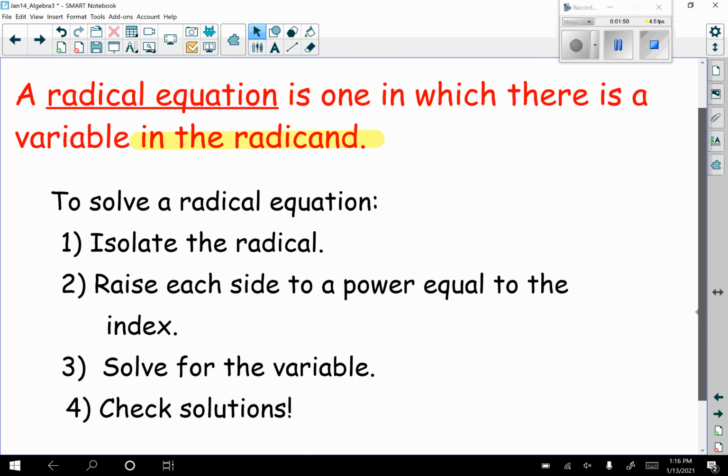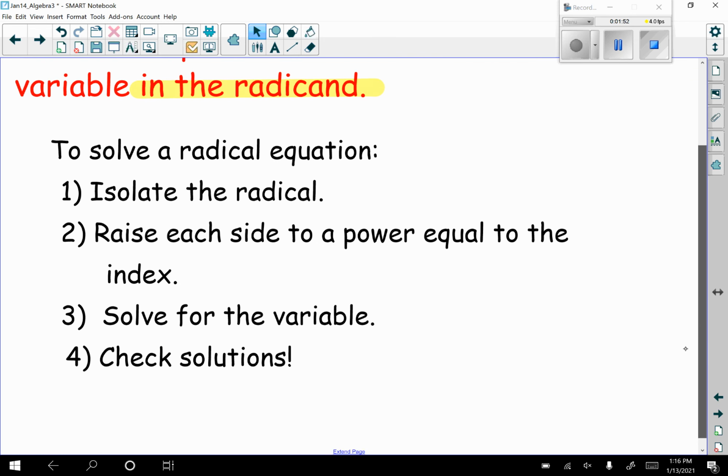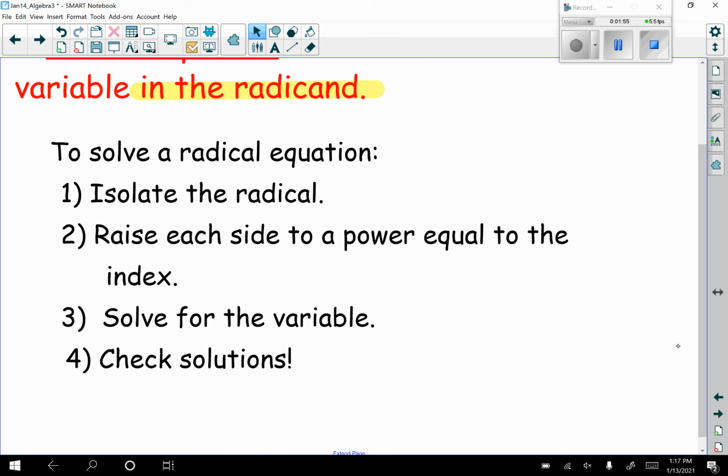And this very last step is very important. We need to check our solutions. Sometimes we're going to get what we call extraneous solutions, extra answers that do not satisfy the equation. So always check solutions, just like with absolute value equations. All right, pause the video if you still need to copy that down. We are going to move on to our examples.